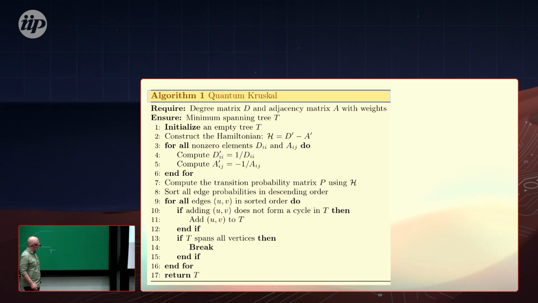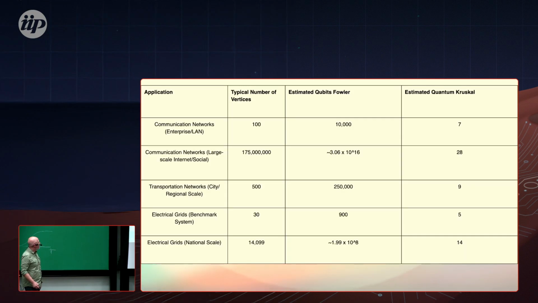So what happens with the system? Let's see, for example, how it compares with the other algorithms. For example, remember that I talked to you about this communication network with just 100 vertices. I needed 10,000 qubits if we wanted, for example, to use the best algorithm for doing quantum annealing.